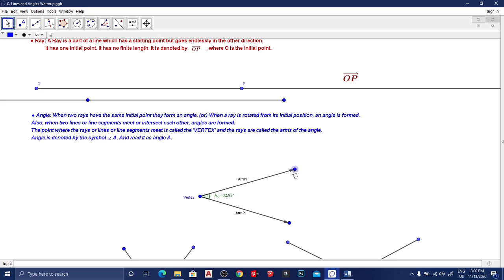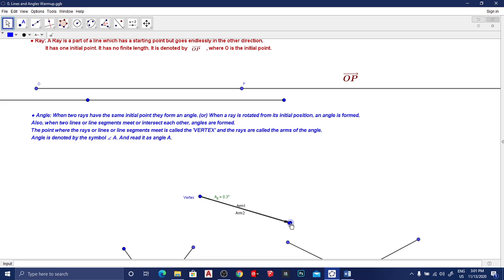When these two rays coincide with each other like this, they will not form any angle. So here it is showing only 0 degrees. When two rays start and are separated by some distance like this, they will form an angle. This is the first possibility. Next one: or when a ray is rotated from its initial position, also an angle is formed.